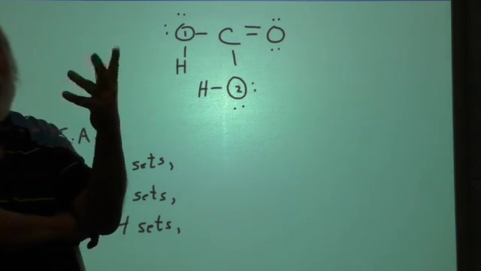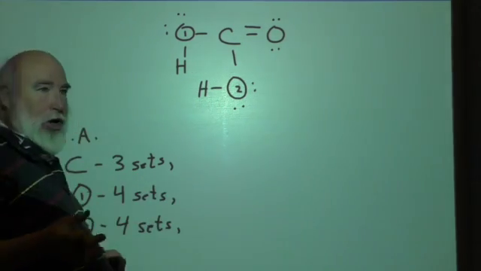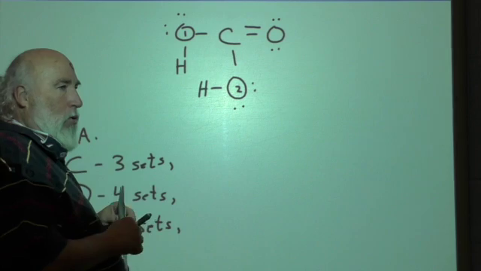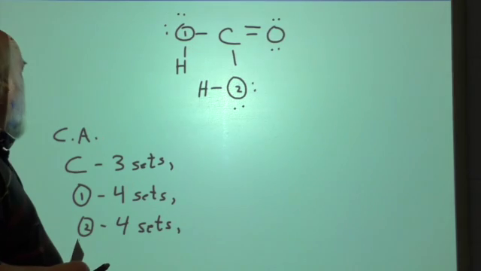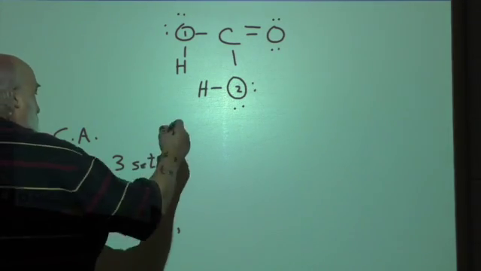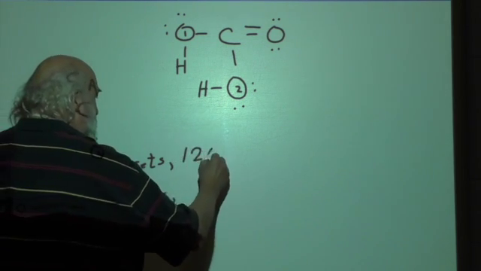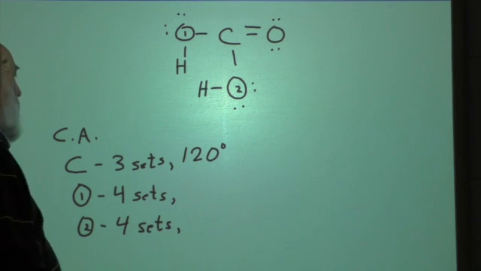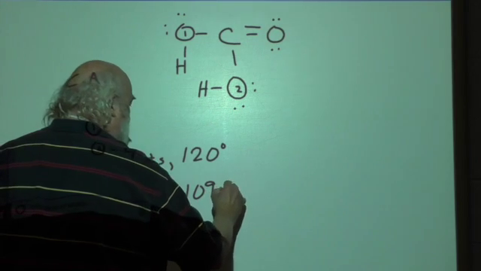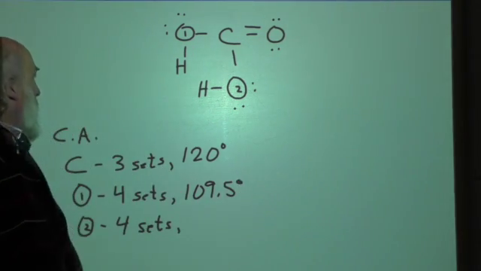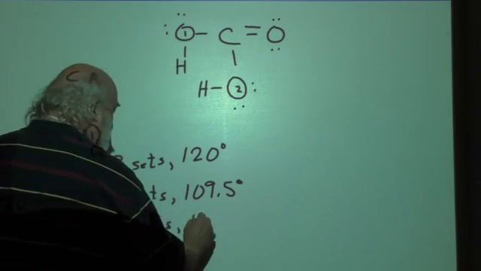Or you may have done this enough times now where you have a pretty good idea what it is. But if you don't, use the chart, either the hand one that I put up there or the printed out one on the PDF or docs form. For carbon, 3 sets. When we have 3 sets, we know it's going to be 120 degrees. For oxygen 1, we have 4 sets, and we know that when we have 4 sets, it's 109.5 degrees. And for this oxygen right here, again, 1, 2, 3, 4 sets, and that means 109.5 degrees.